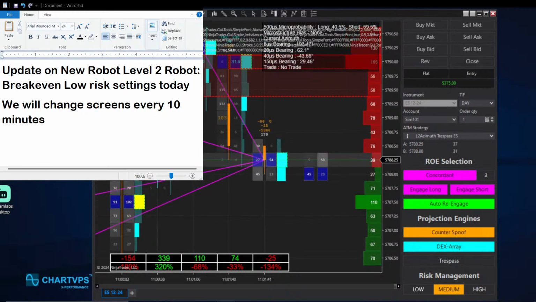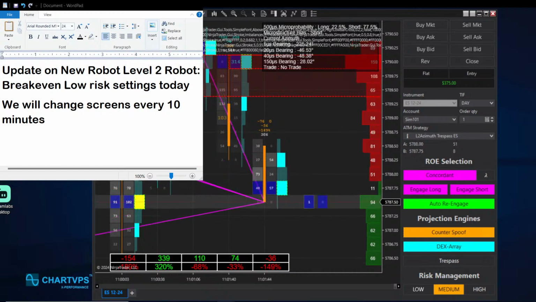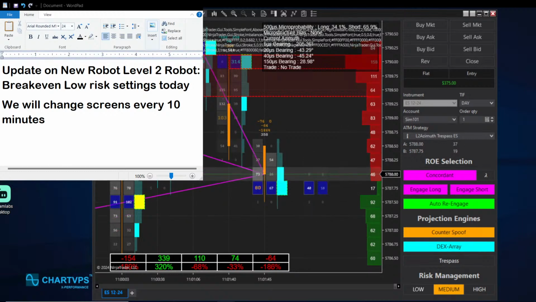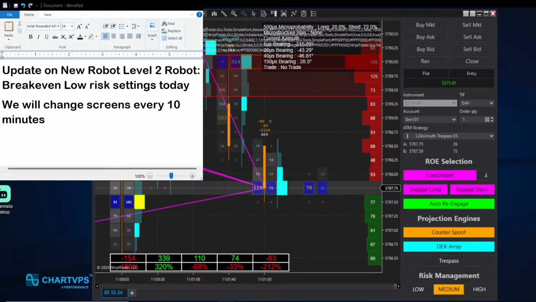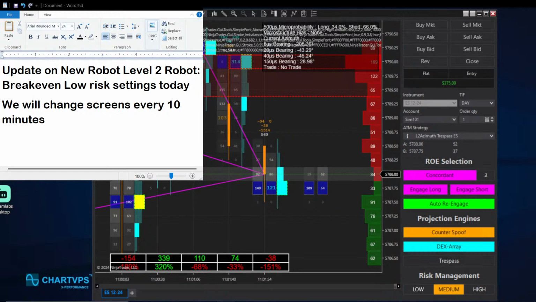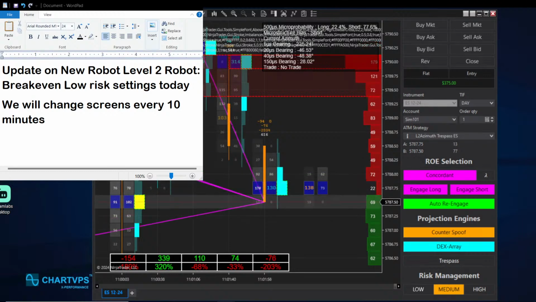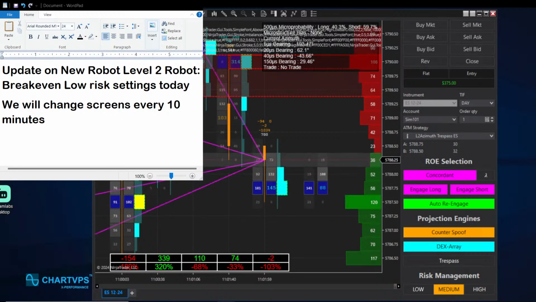What's it at now? 220. Yeah. And looking stopped out right there. So stopped out on the remainder. So that's going to put us at 4,300 on the day.